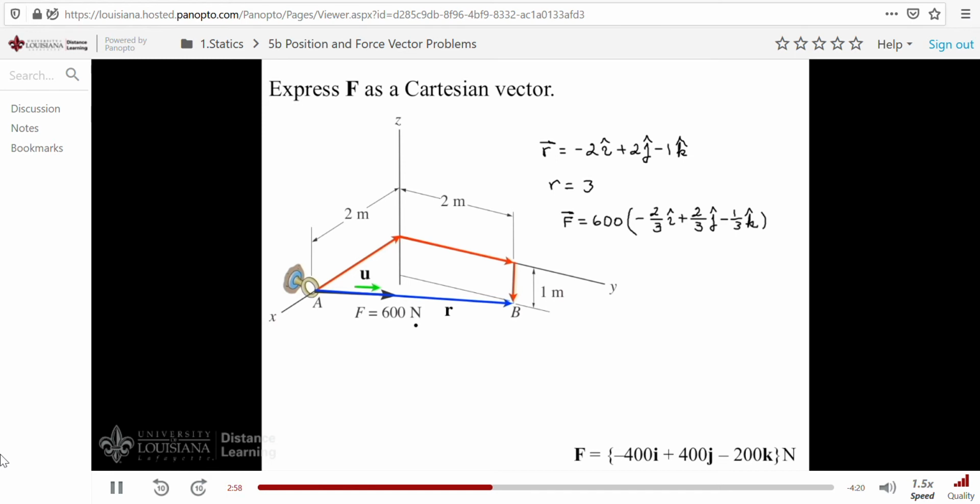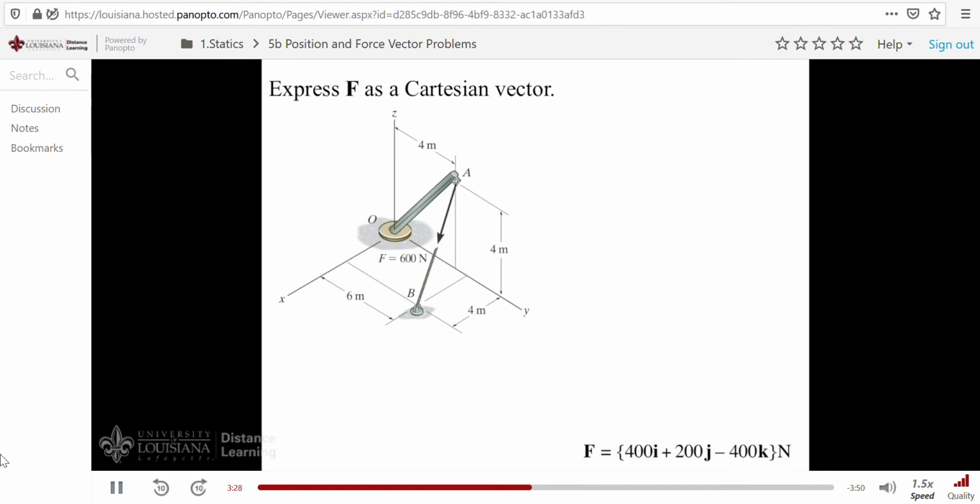And one last thought. I can define alpha, beta, and gamma for the force F by simply finding the arc cosine of each of the components of the unit vector that define the direction of r and F. For example, the arc cosine of minus 2/3 is equal to alpha, isn't it? The angle made between the positive x-axis and the tail of the force, and so on.